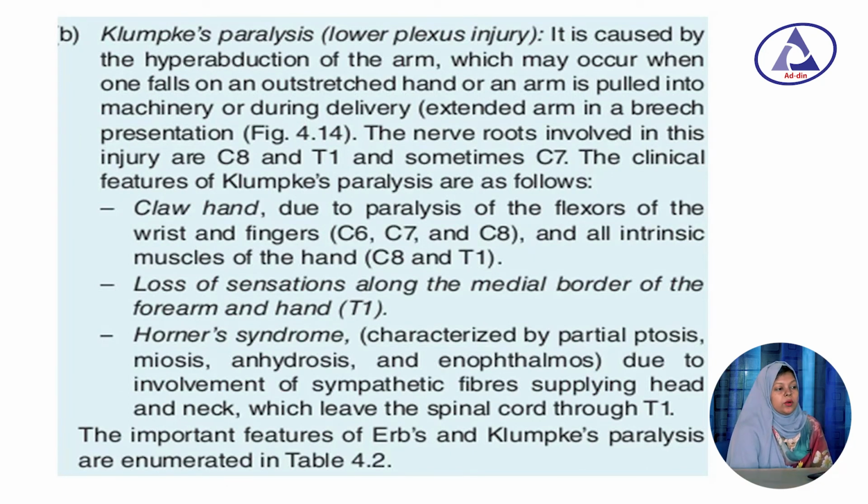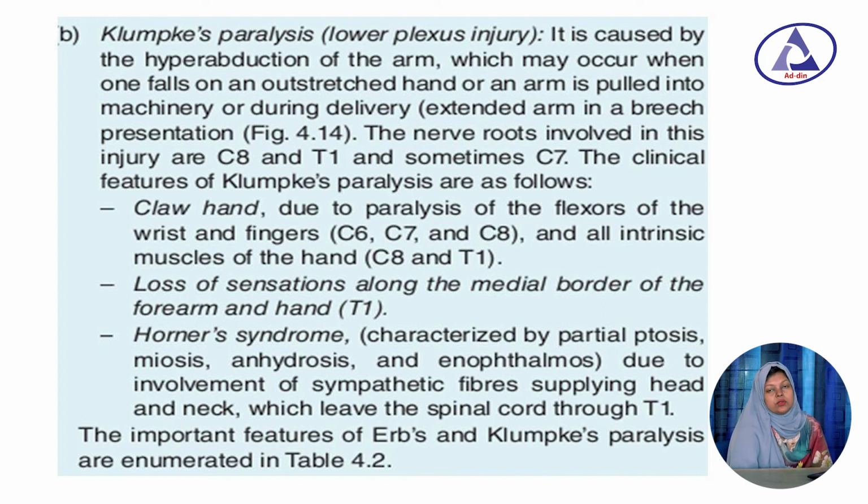It occurs in lower plexus injury. It is caused by the hyperabduction of the arm, such as a fall on an outstretched hand or an arm pulled into machinery, or during delivery. So what happens? The nerve roots involved are cervical 8 and T1, but sometimes also C7. Here Klumpke's paralysis causes the claw hand due to paralysis of the flexors of the wrist and fingers and all intrinsic muscles of the hand, loss of sensation along the medial border of the forearm, and Horner syndrome.